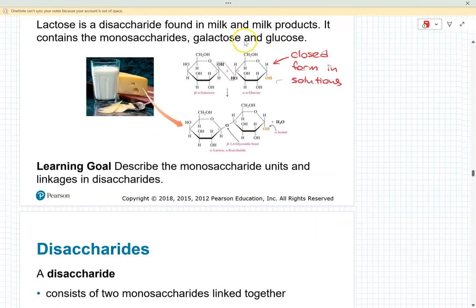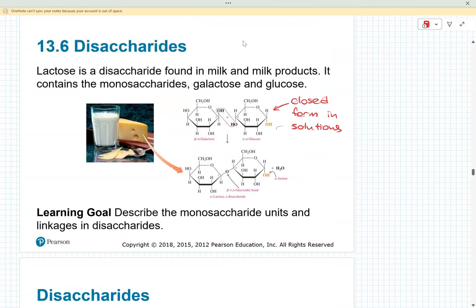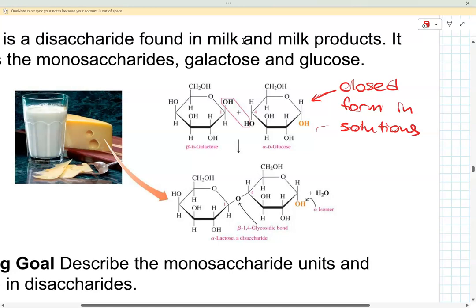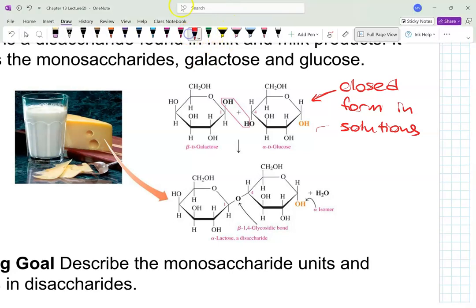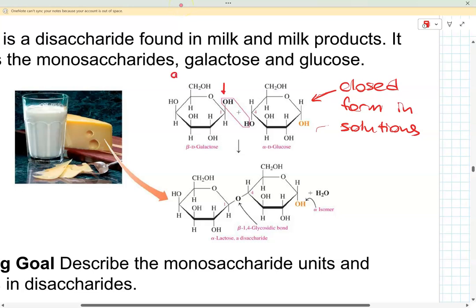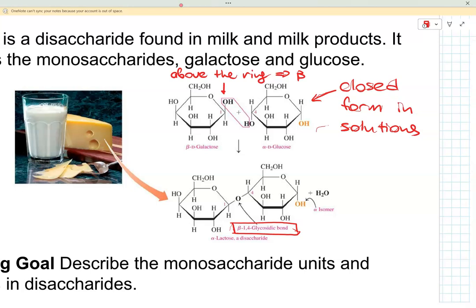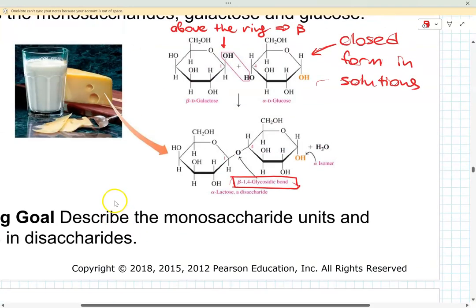Because, for instance, look at this example. This OH group is above the ring. Does that make sense? Above the ring means that it's beta. So the bond is beta 1,4, not alpha 1,4. Am I making sense right now? Okay.